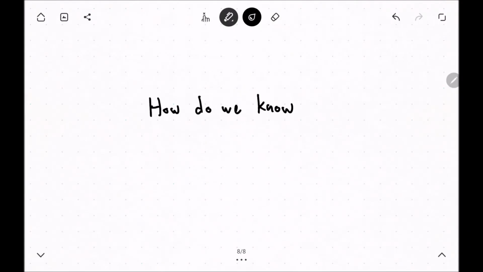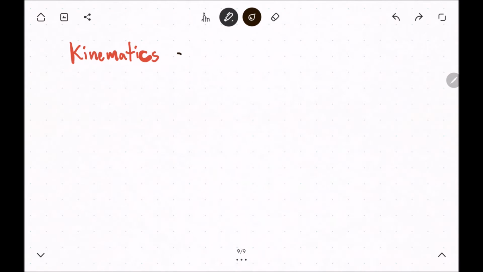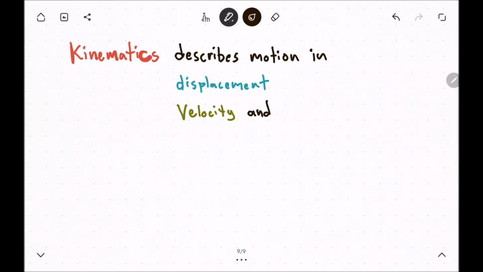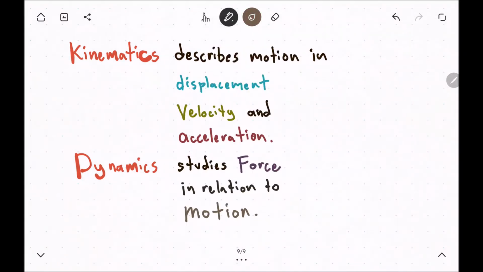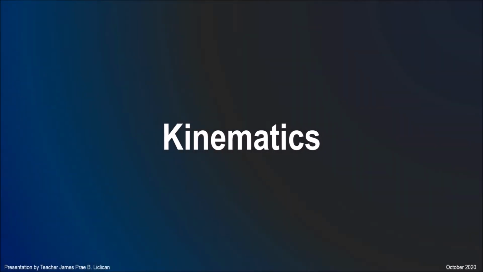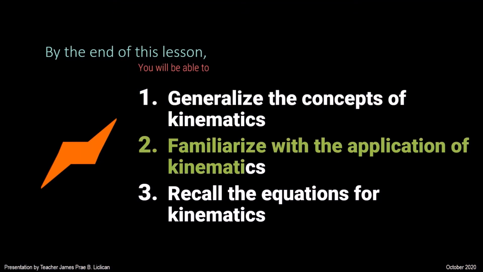How do we know that something is moving? Kinematics describes motion by means of displacement, velocity, and acceleration, while dynamics studies the force in relation to motion. In this session, we will look at motion in one direction. Specifically, by the end of the lesson, you will be able to apply the following.